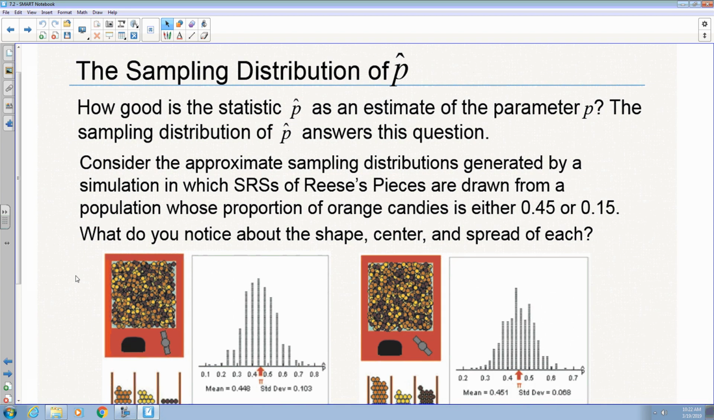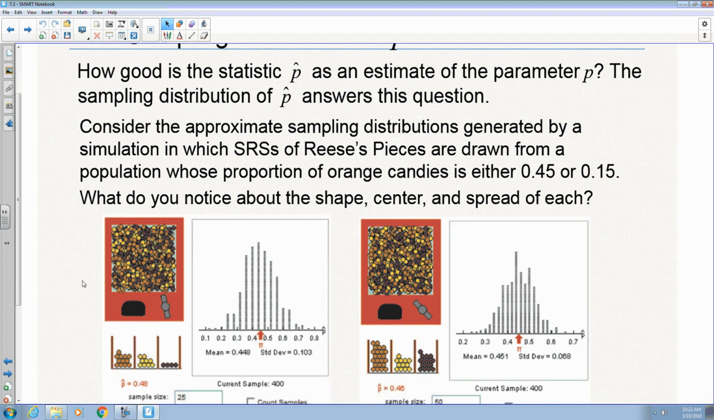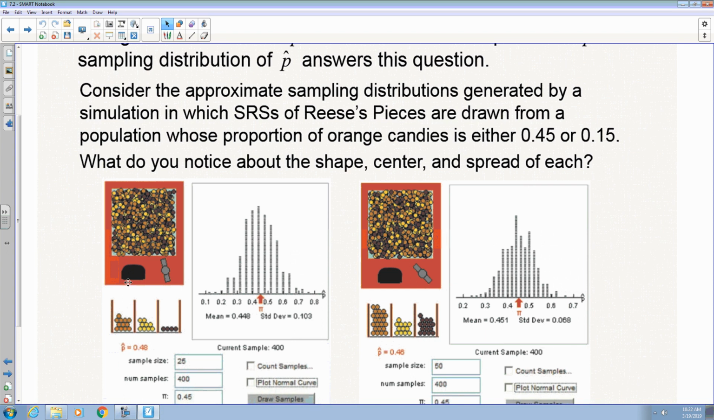So the sampling distribution of p hat: how good is the estimate of p hat for our sample? To look at that, we want to take samples of multiple different sizes. If we're looking at Reese's Pieces, with a sample size of 25 on the left side and sample size 50 on the right side, consider the approximate sampling distributions generated by a simulation in which simple random samples are drawn from a population whose proportion is 0.45 or 0.15. What do you notice about the shape, center, and spread of each?